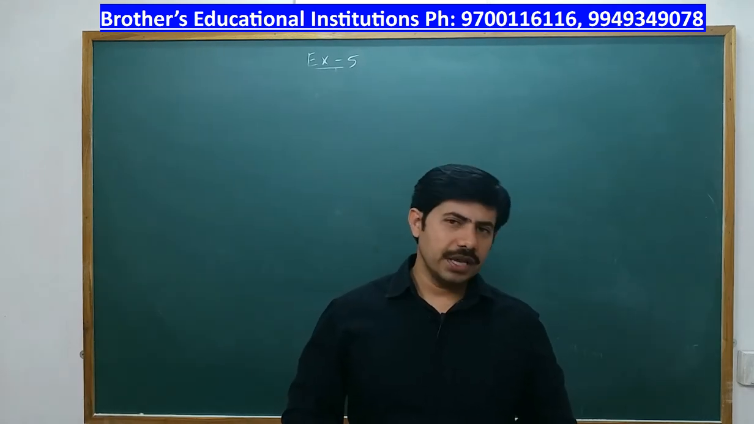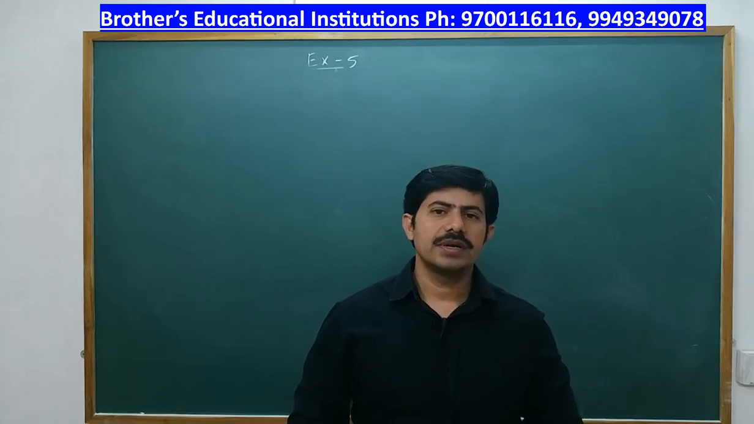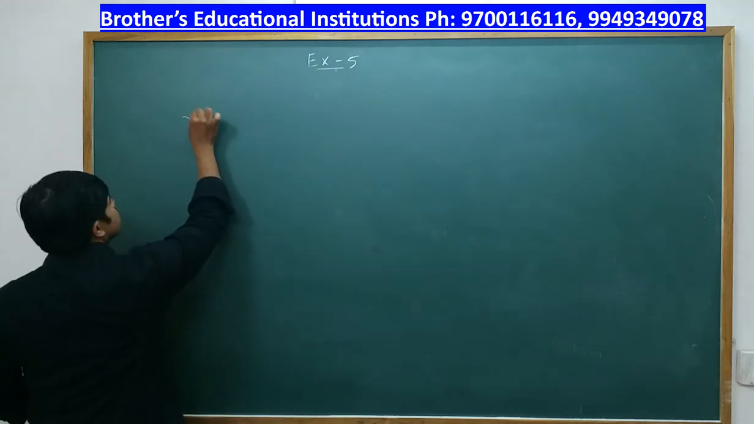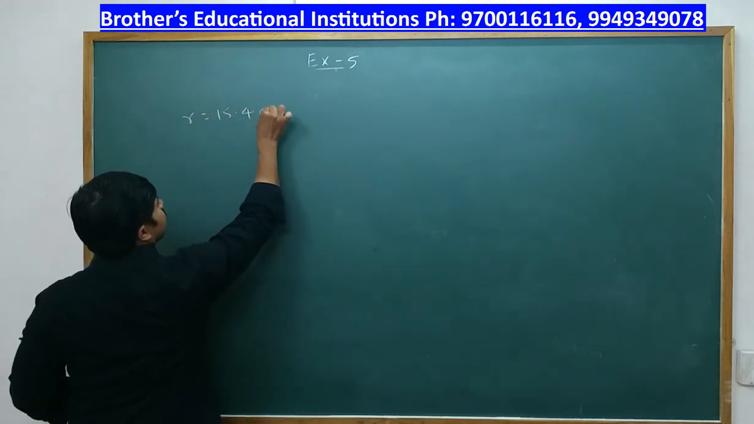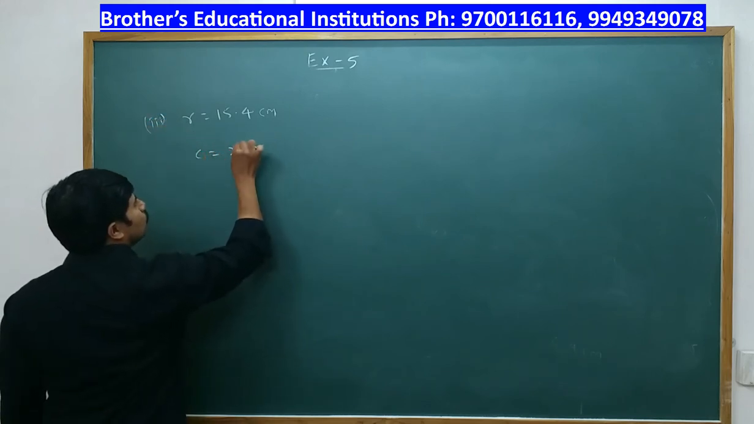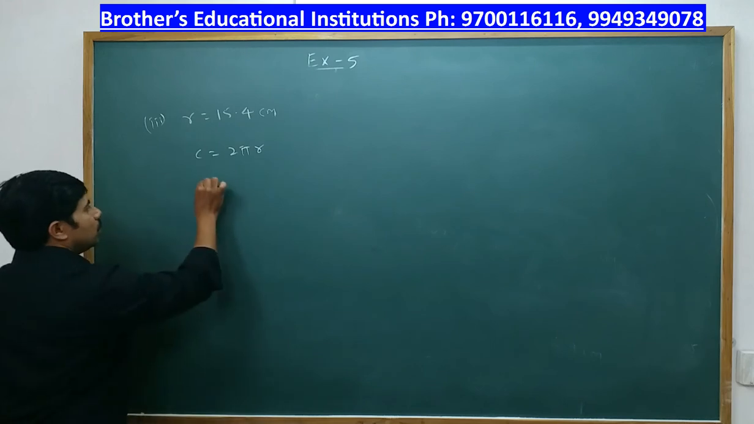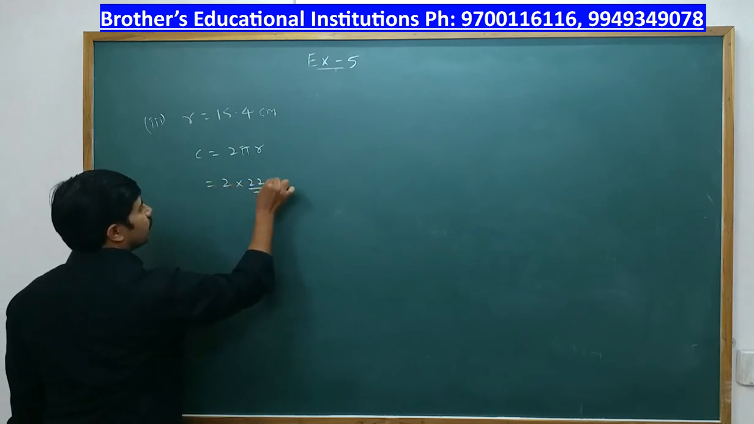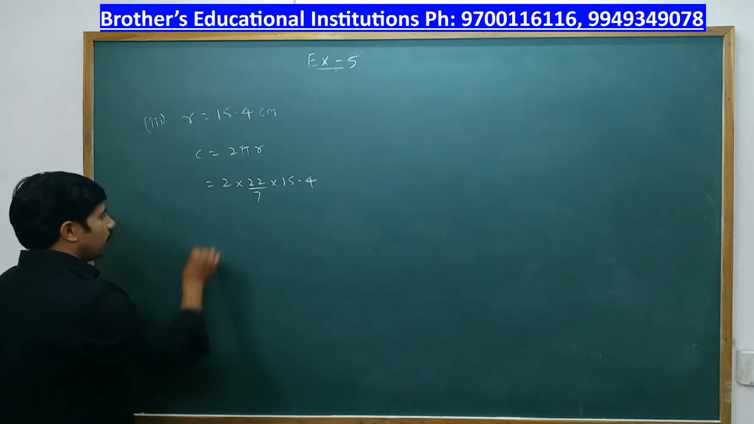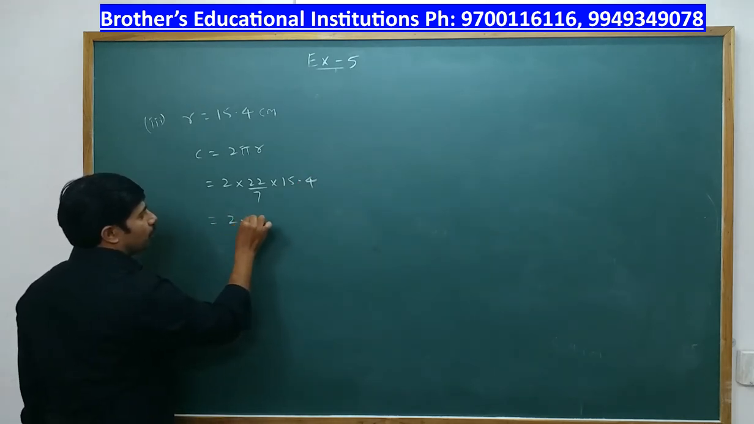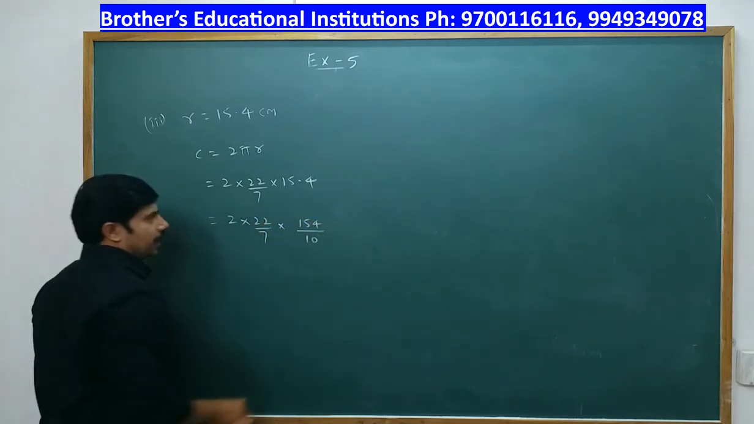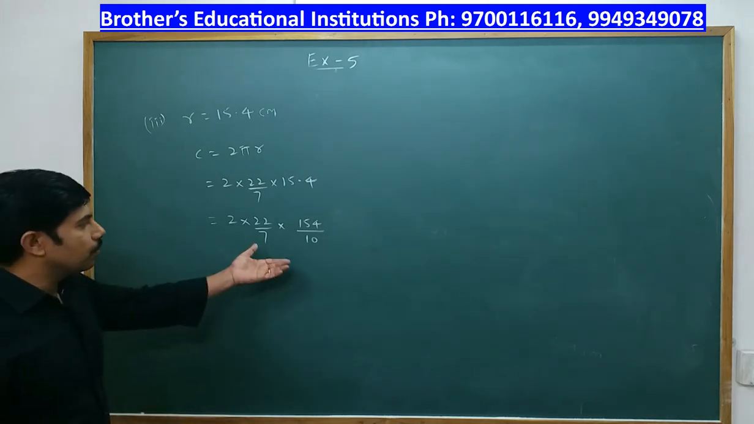Next one, again we'll find out the same, that means circumference, but the radius is given as 15.4 centimeters. So now the radius is 15.4 centimeters. So we need to find the circumference. C is equal to 2 pi r. So we'll substitute now. 2 into 22 by 7 into 15.4. So this 15.4 I'll write in a fraction or in p by q form. 22 by 7 into 154 by 10. After decimal one digit. So 154 by 10.